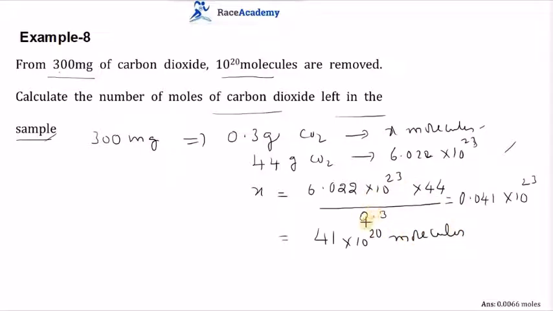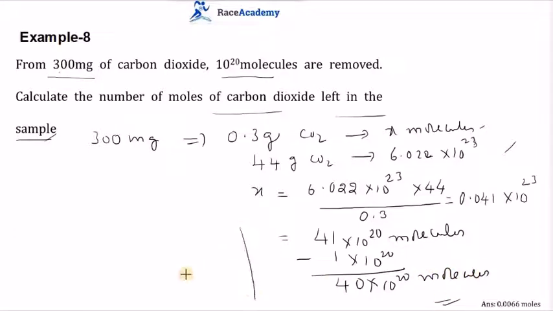What they have told is nothing but 10 power 20 molecules removed from it. So how many molecules removed from it? 1 into 10 power 20 molecules is removed from it. So if you remove this, you will get 40 into 10 power 20 molecules.